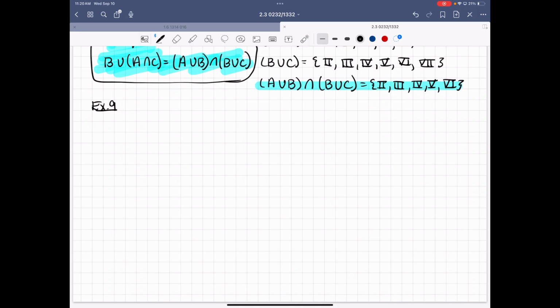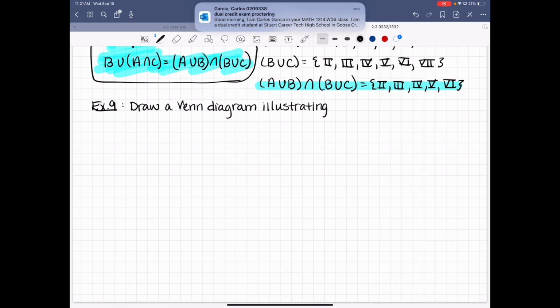Okay. Draw a Venn diagram illustrating the sets below. Okay, we're going to say draw a Venn diagram. I got to write it all out. Sorry. We're talking about cardinality. This is important. Draw a Venn diagram illustrating the sets below.